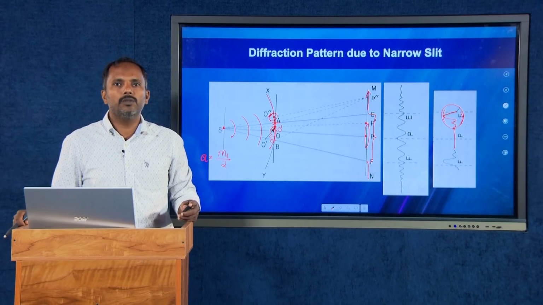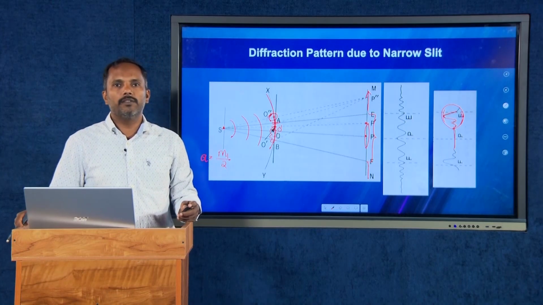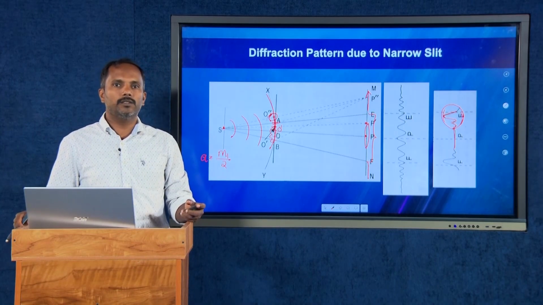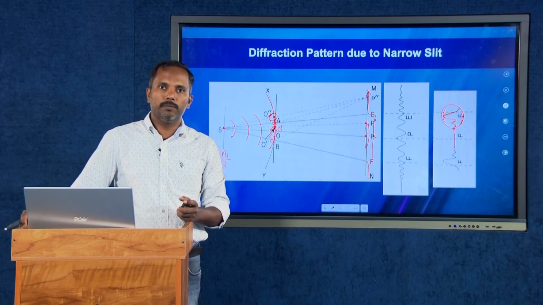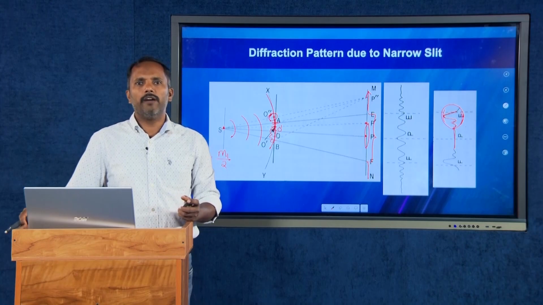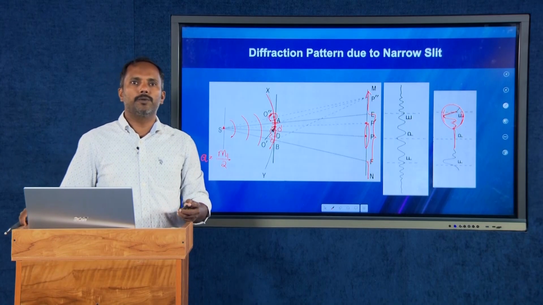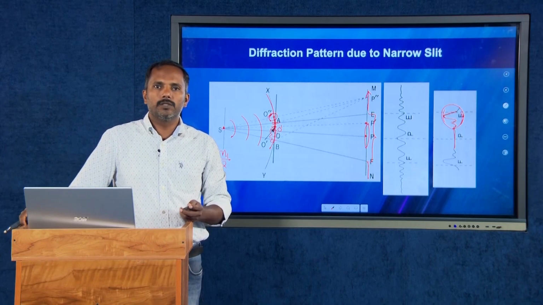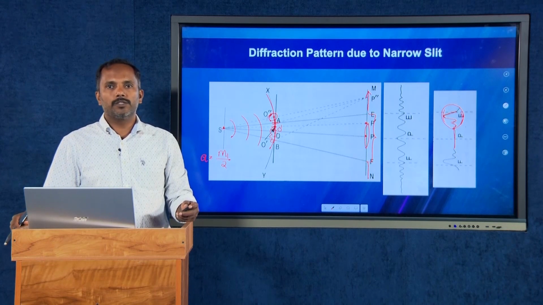We have discussed how the diffraction pattern is formed at a straight edge, then we derived the condition for maximum intensity and the condition for minimum intensity. Then we discussed how we could explain the formation of the diffraction pattern due to a narrow slit using Huygens-Fresnel assumptions. I hope you understood the concept well.